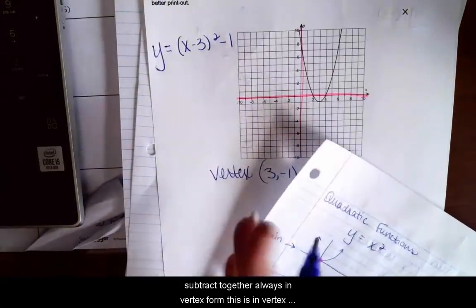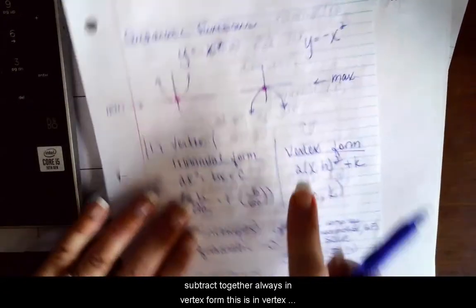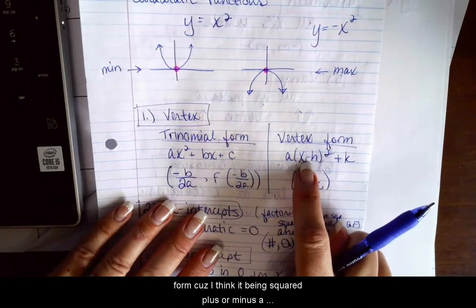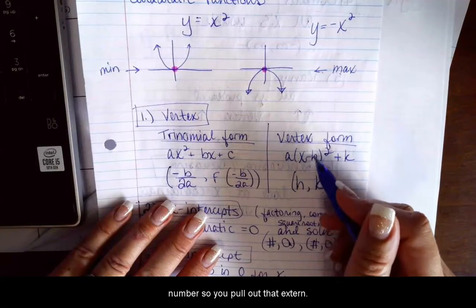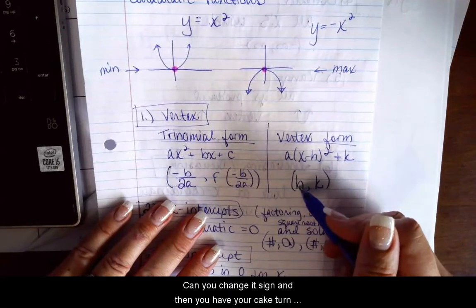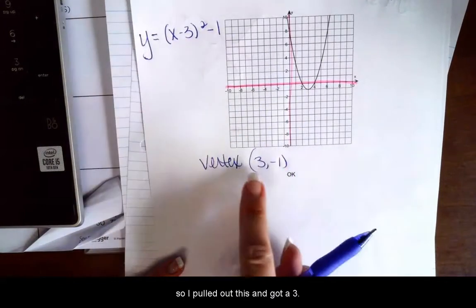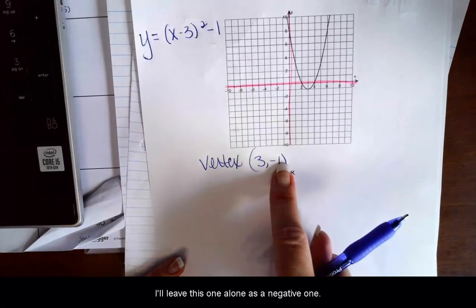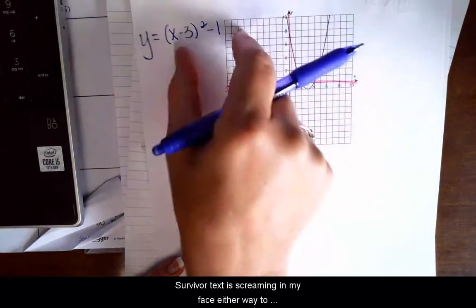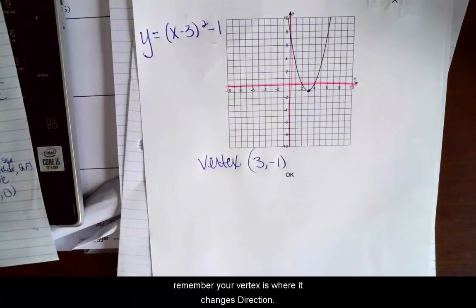Okay, so when I look at the vertex, was this in trinomial form, where it's just a group of three terms added or subtracted together, or was this in vertex form? This is in vertex form, because I got a chunk that's being squared, plus or minus a number. So you pull out that x term, and you change its sign, and then you have your k term. So I pulled out this and got a 3 and leave this one alone as a -1. So my vertex is screaming in my face either way. So remember, your vertex is where it changes direction. So I know what my vertex is.